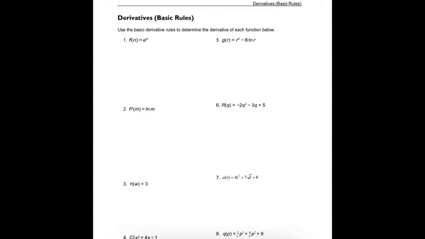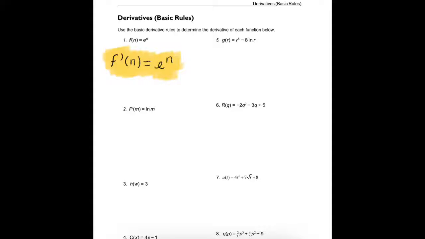Let's jump into some derivatives. So first we have f of n equals e to the n. Well, we know that e to anything is itself. So it would just be like saying e to the x. So the derivative for e to the n would just be itself again, which is e to the n. So we would write that as f prime of n equals e to the n. This would be our answer here for number 1.